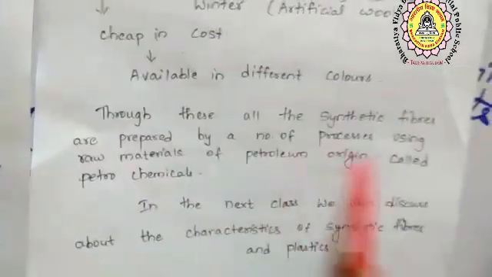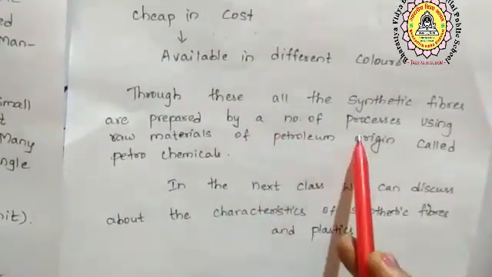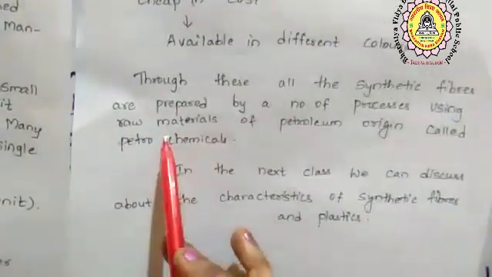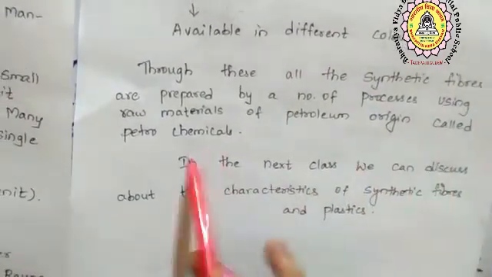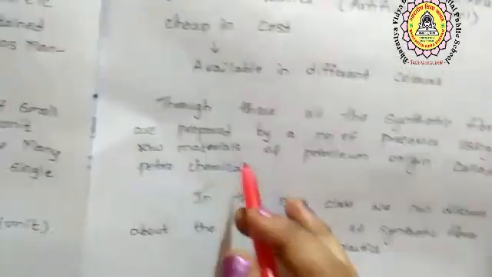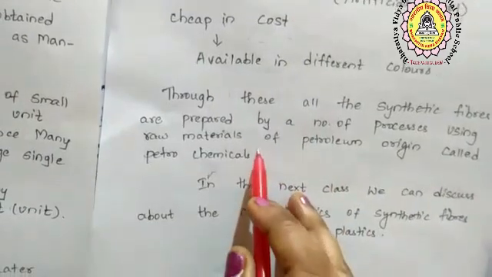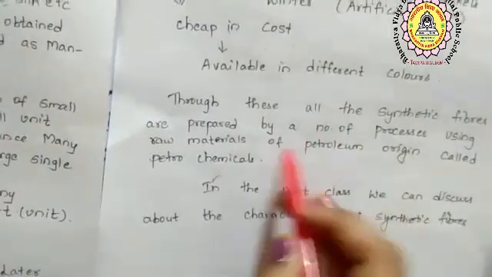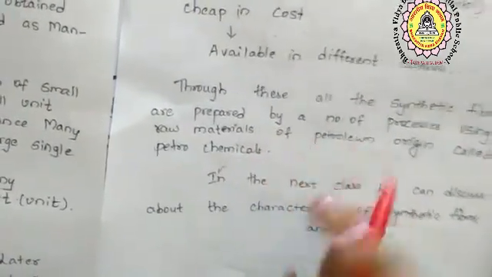Synthetic fibers are prepared through a number of processes, using raw materials of petroleum origin called petrochemicals. Means the petrochemicals are used to prepare synthetic fibers.